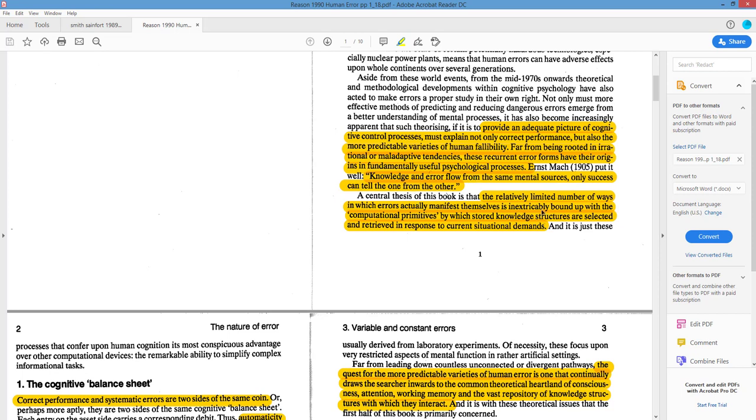And actually, after reading this again, I did add some of this to my lecture that I'm giving this week. So he refers to something from the early 1900s. Knowledge and error flow from the same mental sources. Only success can tell one from the other.